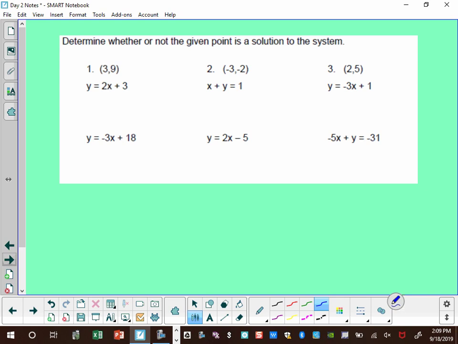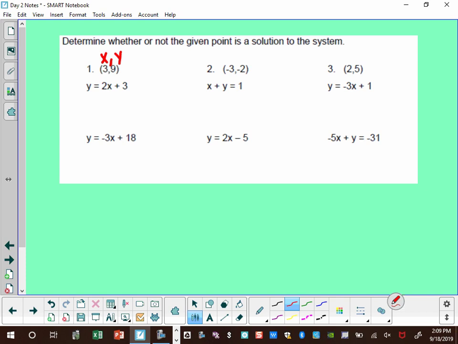Okay, so they're giving you a set of systems of equations. We're going to check to see if they work. The trick here is that if it works for the first one, we have to check to see if it works for the second. But if it doesn't work for the first, there's no need to check for the second. So, let's look here. Number one, we have our x is 3, our y is 9.